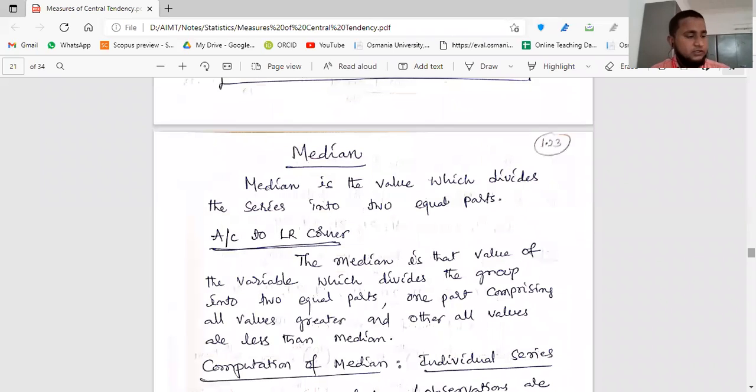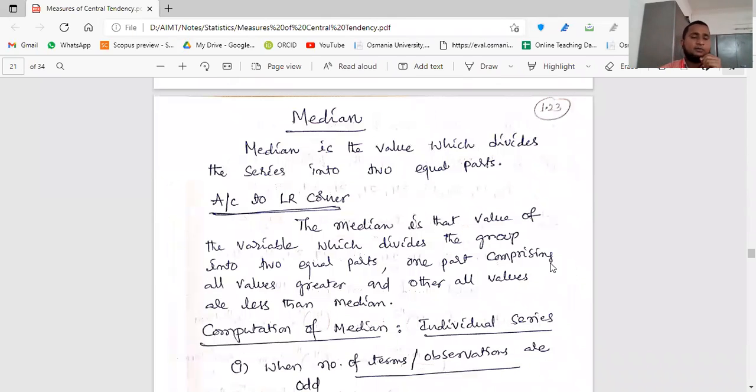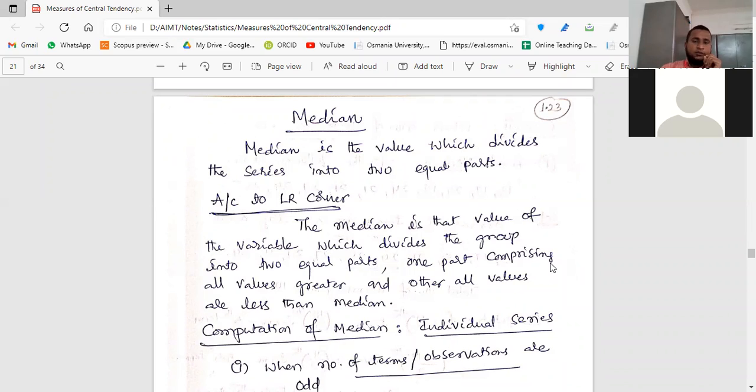This is done in offline classes. Now, the second measure of central tendency is median. Can you hear my voice? Yes, sir. So median is the value which divides the series into two equal parts.